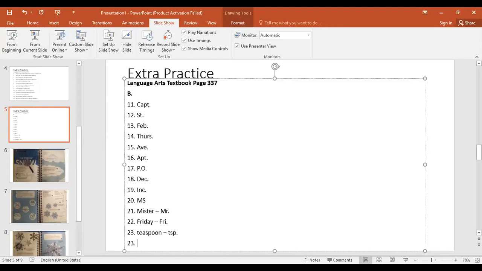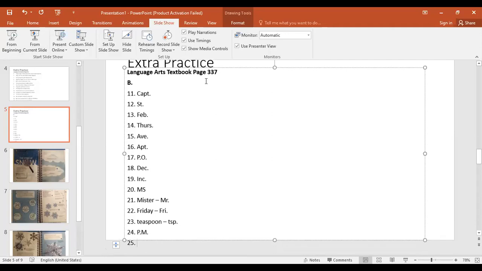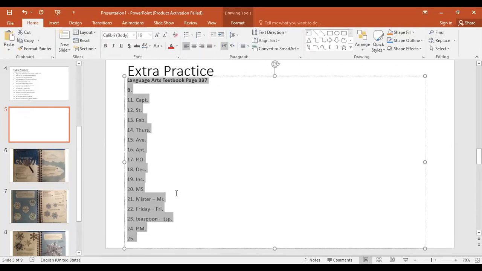Can I say number 24? Okay, go ahead. 24 will be post meridian, it will be PM. Like this? No, we should put a dot, P dot M dot, period. Very good. 25. Okay, Hamid, 25.